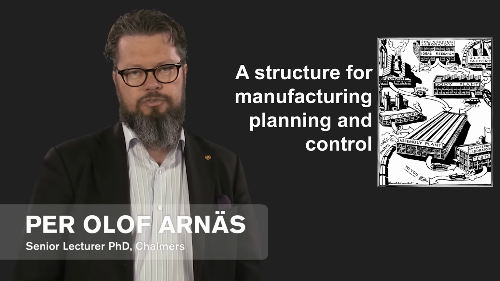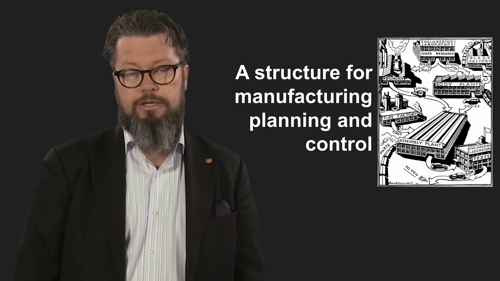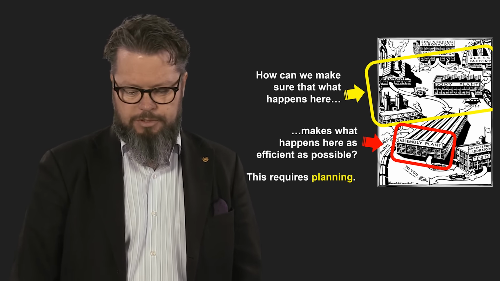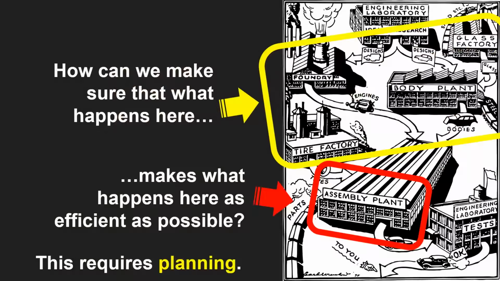Hi, we're going to talk a little bit about planning, in the context of manufacturing and controlling manufacturing systems. When we talk about planning, the context here is: how can we make sure that what happens before something needs to be manufactured makes what happens in the actual manufacturing as efficient as possible? And to do this, we require planning.